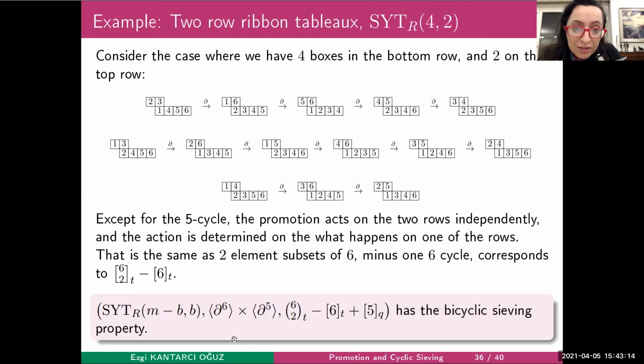And so how this works is basically when we have these actions of promotion, we have 2 types of orbits, and the order of promotion in these 2 parts is relatively prime, then we can write it as a bicyclic sieving phenomenon.